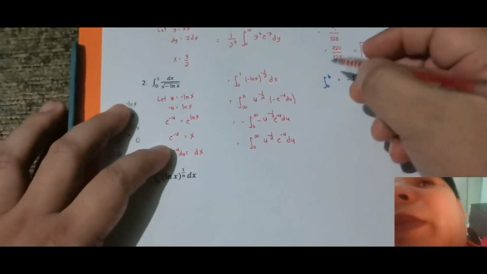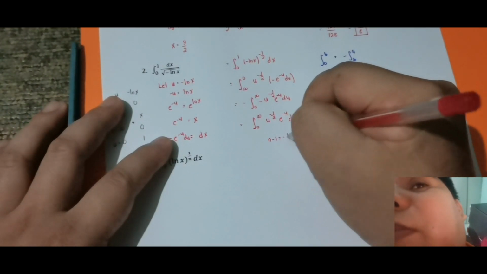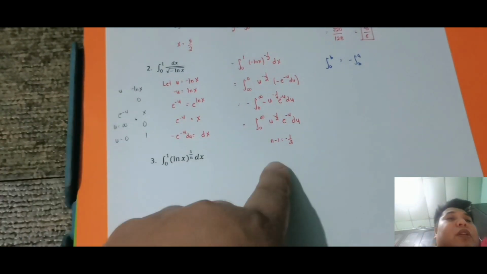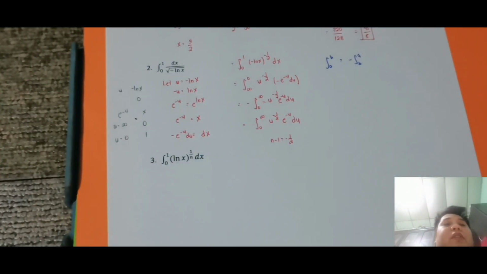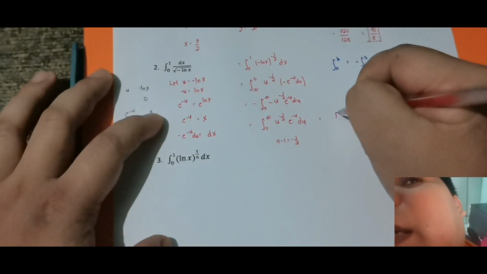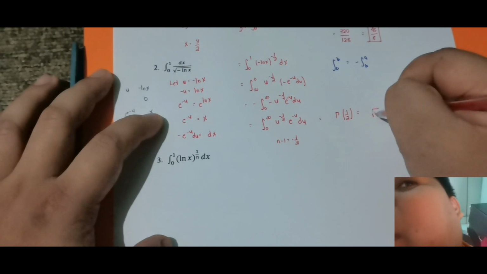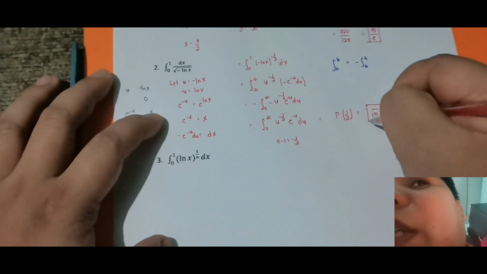So, we all know na yung gamma function niya is something na. So, n minus 1 is just equal sa negative 1 half. Ano ibig sabihin niyan? Kung n minus 1 is equal to negative 1 half, what is n? This is just equivalently equal lang sa gamma of 1 half. And gamma of 1 half is just equal to square root of pi. Therefore, the answer is ito.